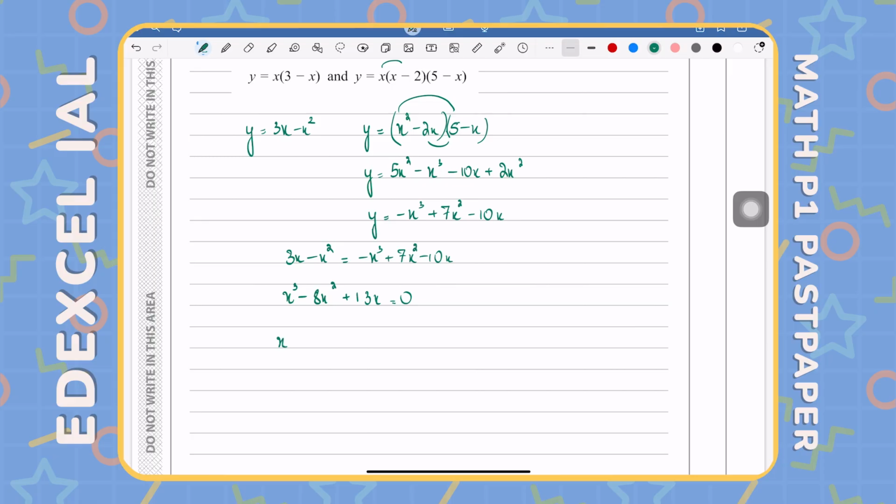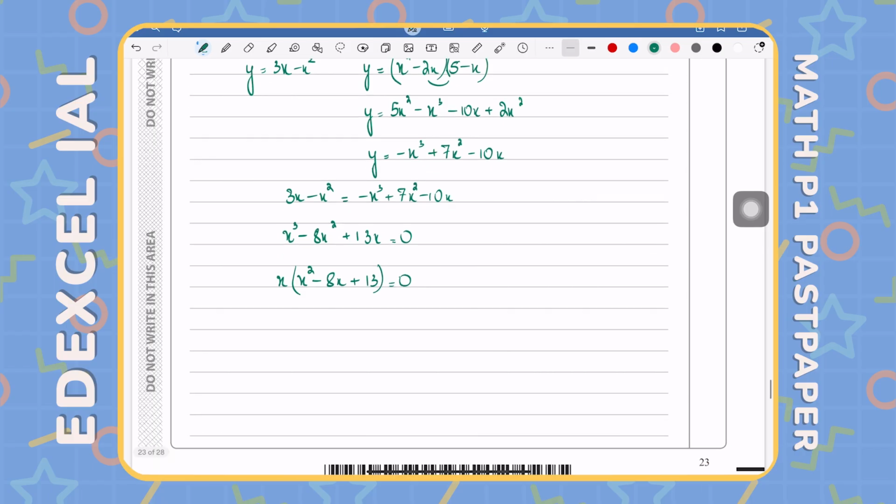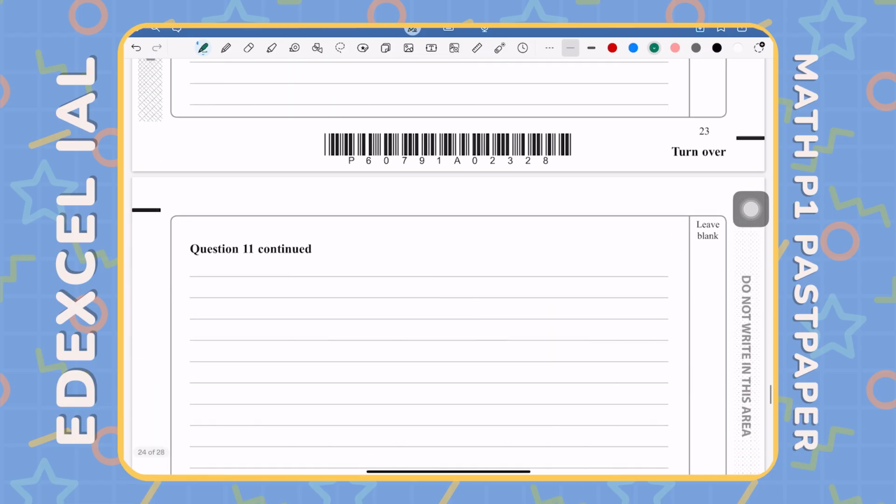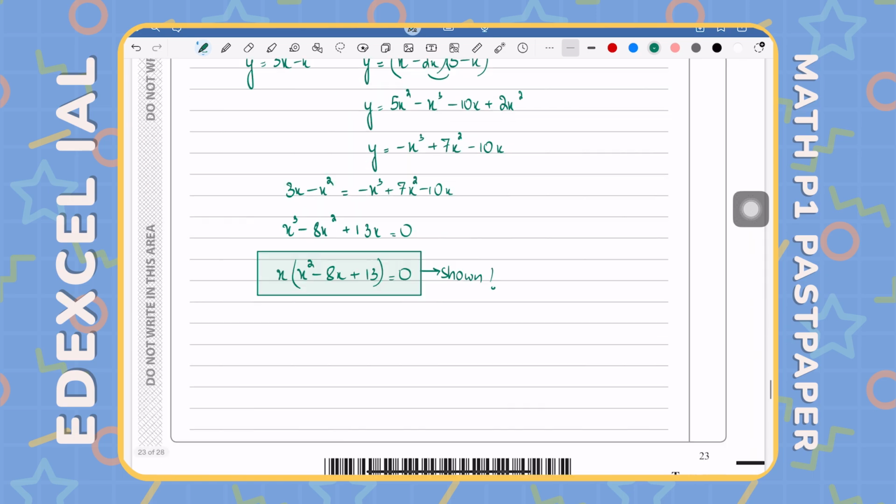So all we have to do now is to take x common. So we have x times, open bracket, x squared minus 8x plus 13, close the bracket, equals 0. And that's it. This is what we were supposed to bring it equal to, and we have done just that. So job done. And you can just write as shown here for good measure. And that's it. Let's move to the next part, which is part C. So let's do part C here.